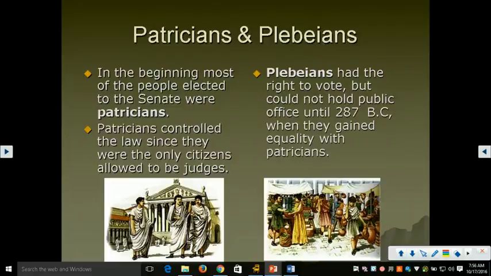So patricians and plebeians, again, most of the people elected to the Senate were patricians. They controlled the law since they were the only citizens allowed to be judges. And so obviously they ruled in their favor, which is going to cause tensions. All right. So it's not a perfect system in the beginning. You can see that not until 287 BC did they gain equality with the patricians. And so think about it, for almost 200 years, the plebeians do not have equal power with the patricians.